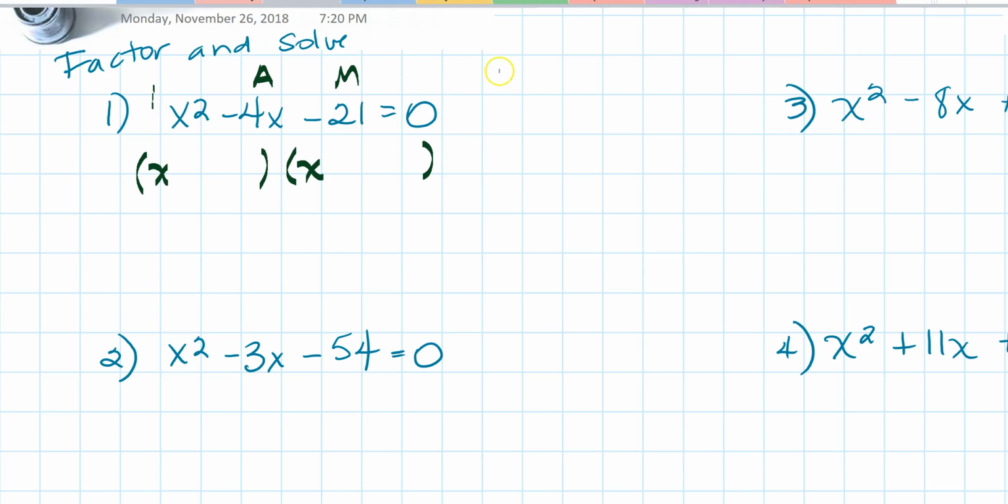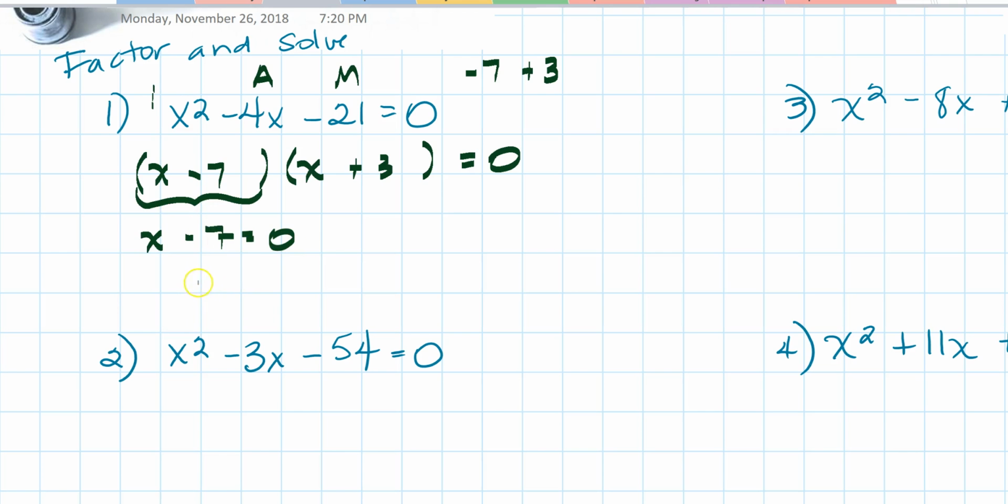Well, when I think about 21, I think of 7 and 3. One of them has to be negative because that's a -21. If I had -7, +3, that would work. So that's exactly what I put. -7, +3 equals 0. So to use the zero product property, that means every single factor that you have that has a variable gets set equal to 0 and then solve.